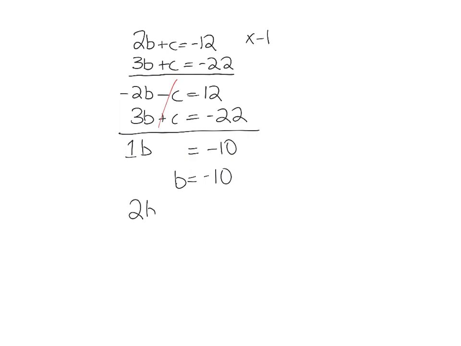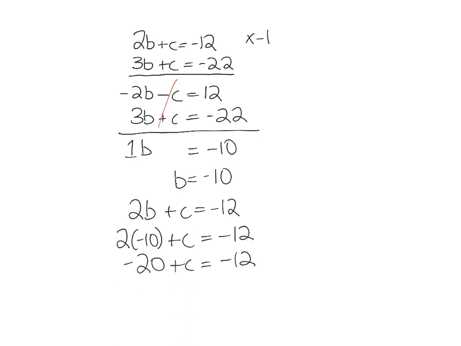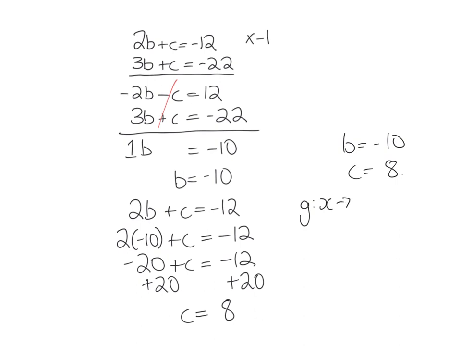So then we take the first equation, so 2b plus c is equal to minus 12. We now know that b is minus 10, so we sub that in. 2 by minus 10 is going to give us minus 20 plus c is equal to minus 12. Plus 20 to both sides, and we'll get that c is equal to 8. So the answer that we get at the end is b is equal to minus 10, c is equal to 8.